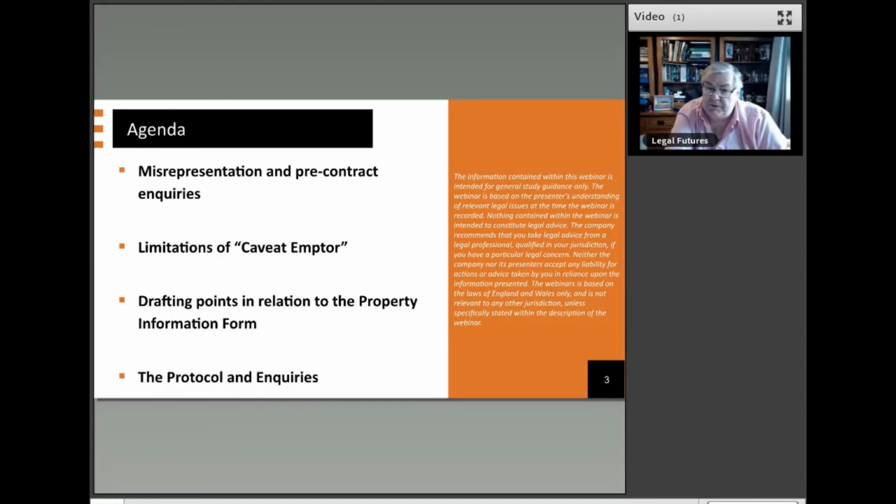And then we'll have a look at some specific drafting points in relation to the property information form, and perhaps some of the limitations of some of the issues surrounding the property information form, and then look at the protocol and its impact on inquiries. And we'll also have a look at some issues in relation to inquiries relating to a specific issue of fire safety, and then finish off with a very quick mention of the Law Society's latest efforts, shall we say, in relation to reform of the TA6, but I'll come on to that at the end of the session.